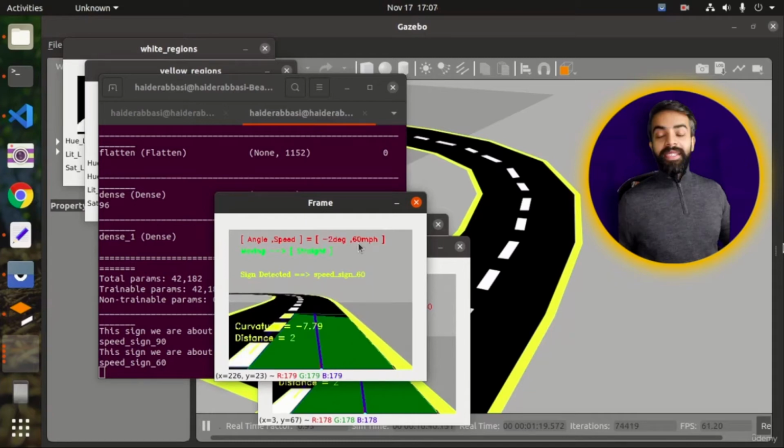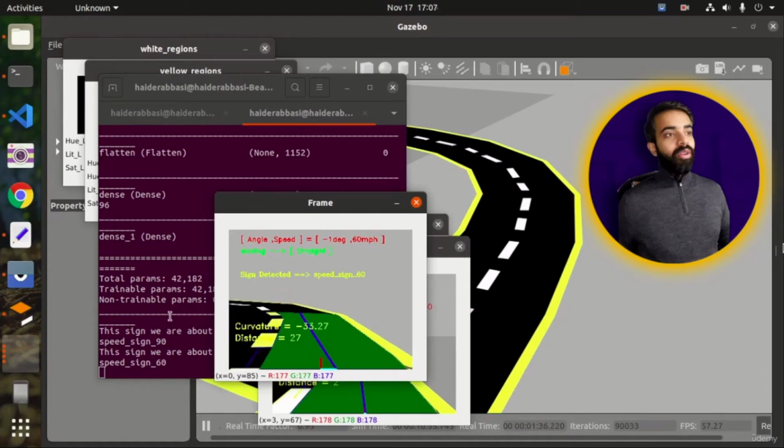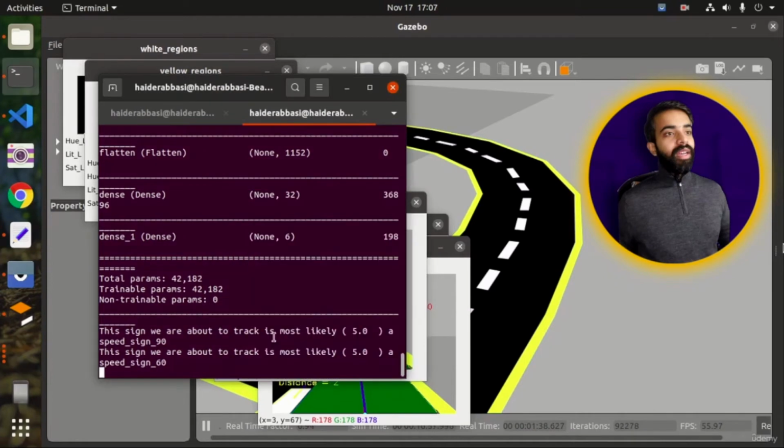So as you can see, the cruise control is working accurately at the moment, whose prime purpose was to adjust the speed according to the speed limits of that particular area and also cruise at a specific speed. Along with this, you can see the terminal displays how sure it is about a particular sign being a sign. So 5 out of 5 is 100% surety for that particular sign to be a speed sign 90.